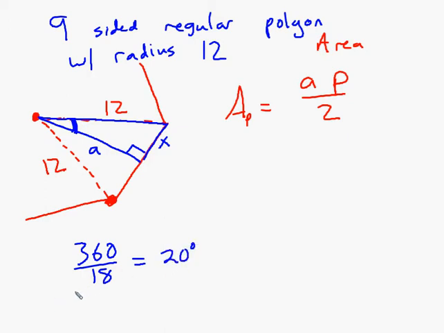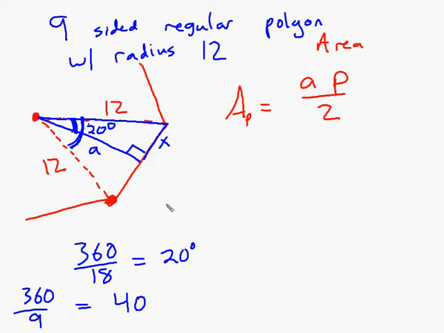Now, if you didn't see where they got the 18, the way I have been doing it is I divide by the number of sides. That would have given me 40. But then that 40 would have been this entire angle right here. I only need half of it, so 20. But if you want to get there right away, you can divide it by 18 instead of 9. Okay, going on. So I have a 20-degree angle in there.